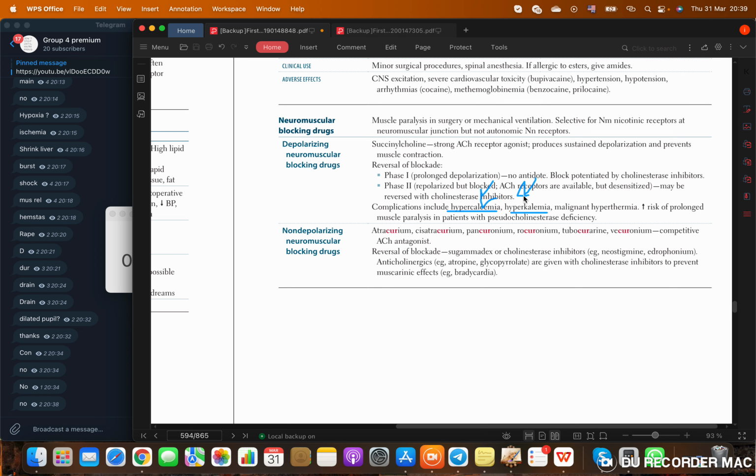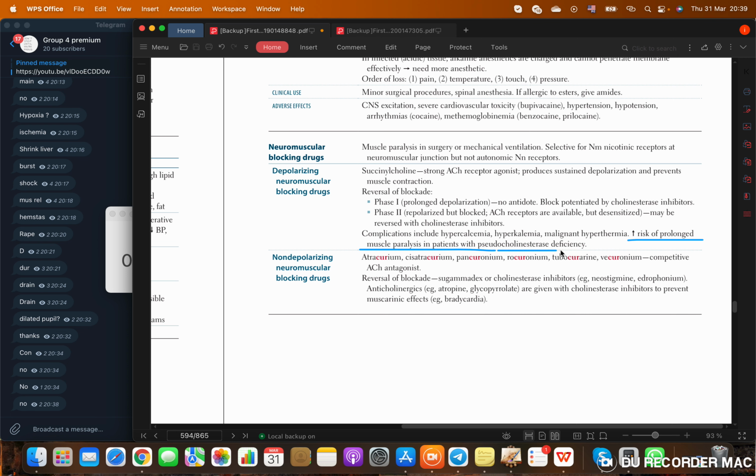Increased risk for a prolonged muscle paralysis in a patient with a pseudocholinesterase deficiency. There are people who have something in their peripheral blood called pseudocholinesterase. It's just a defect in the blood in which there is an enzyme circulating that helps to destroy the acetylcholine. In such a patient, the patient will have a prolonged period of muscle paralysis.